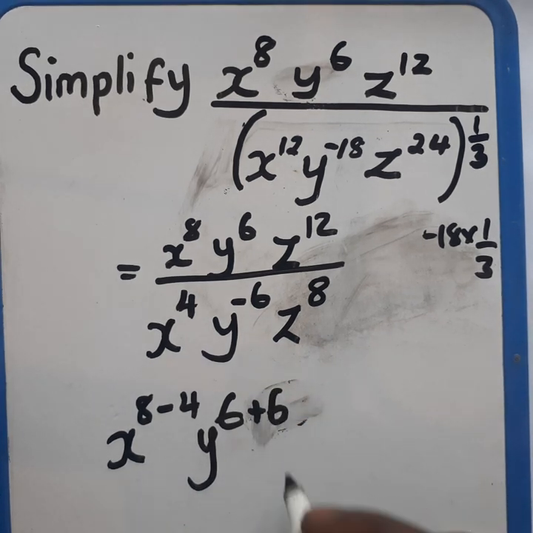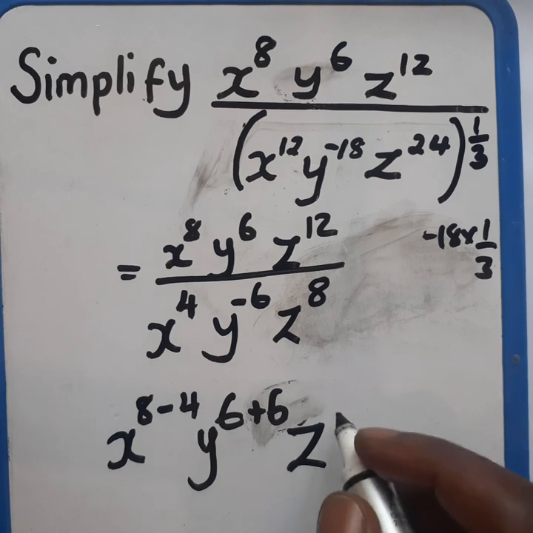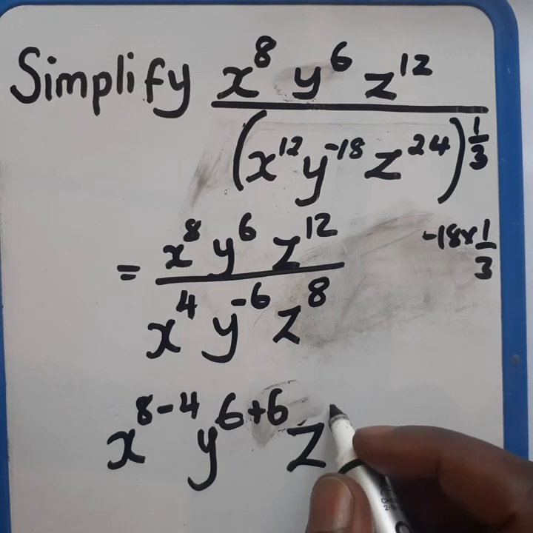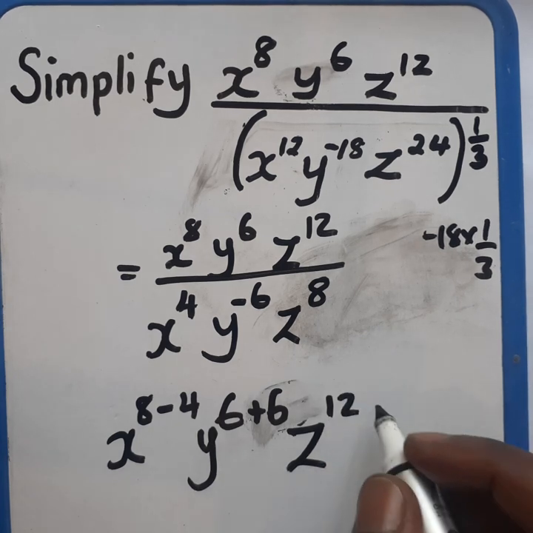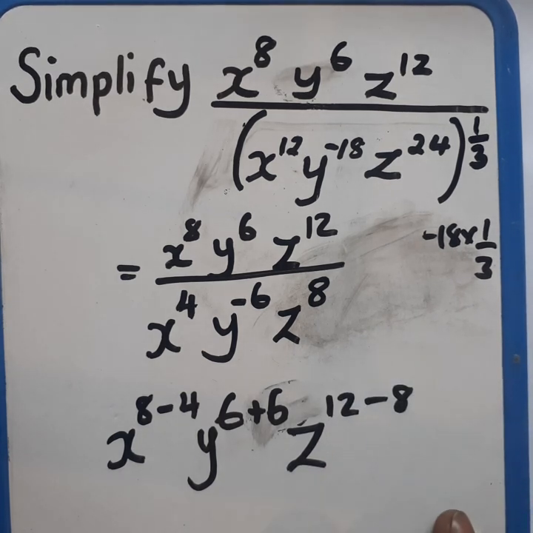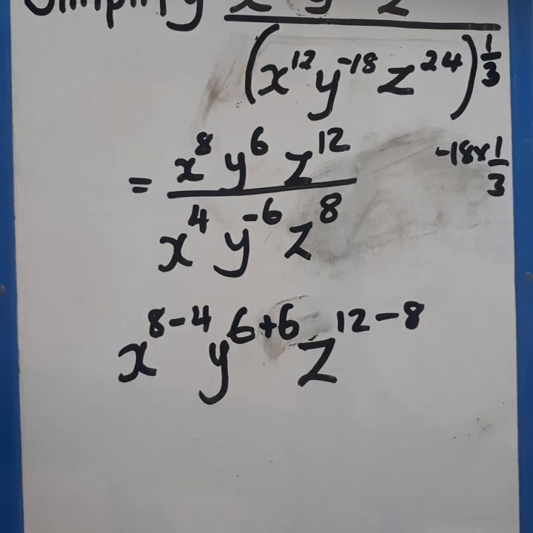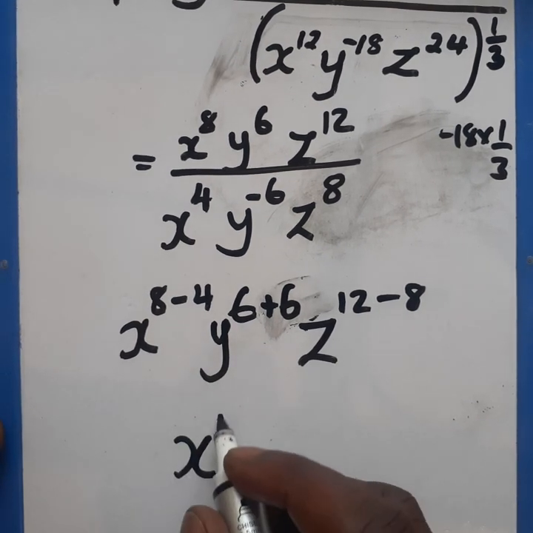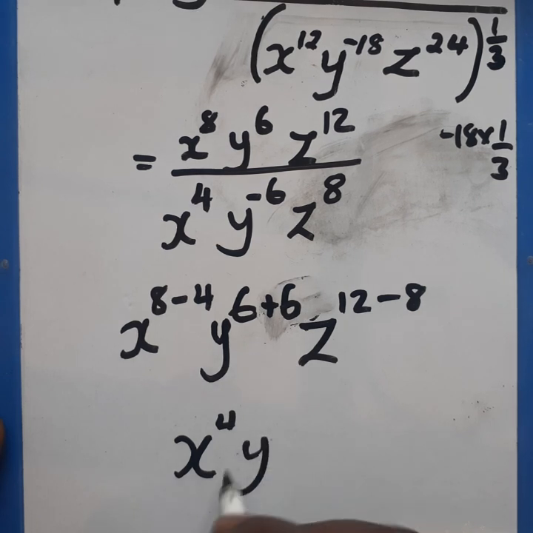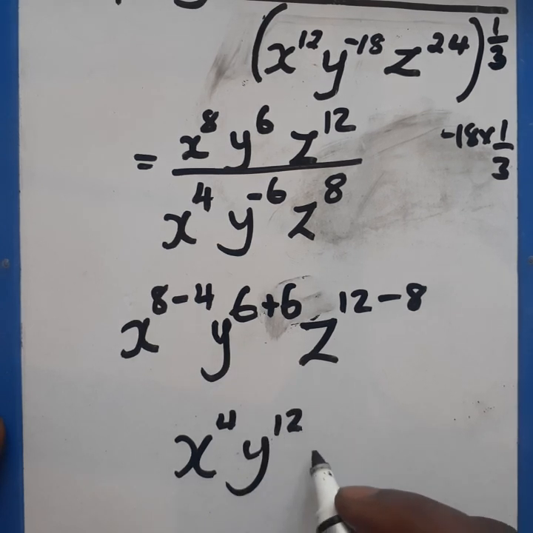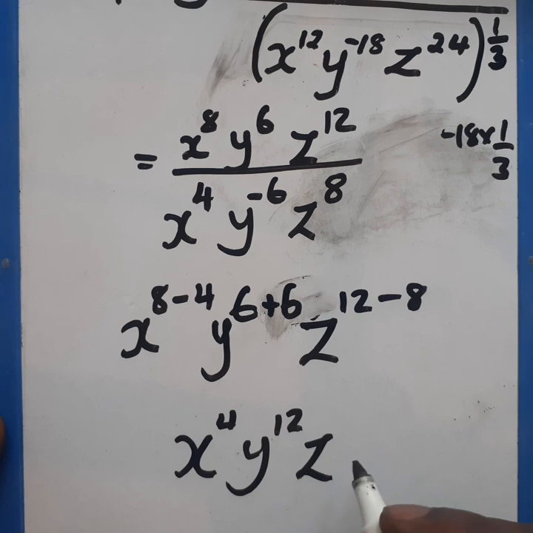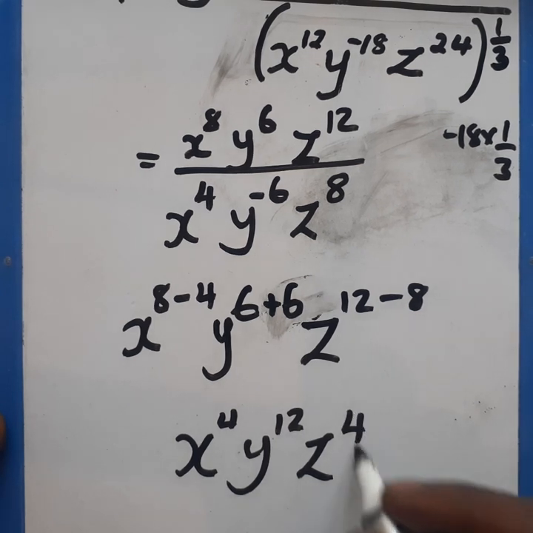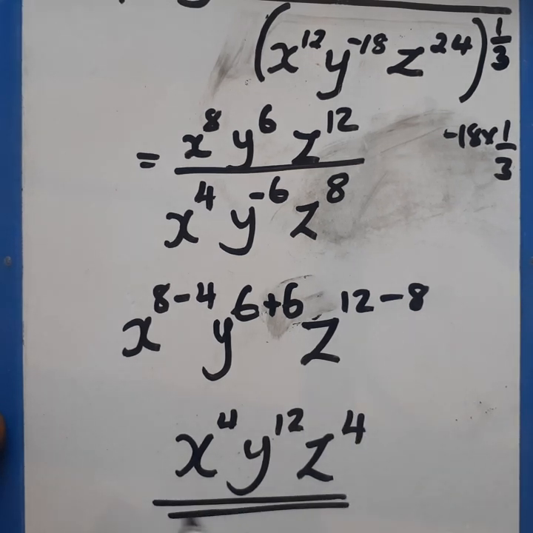Take note of that. Then z is equal to 12 minus 8. So what do we get eventually? This is going to give us x to the power 4, y to the power 12, z to the power 4. This is what we are going to get as our final answer.